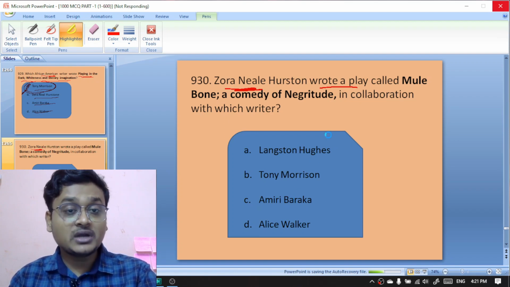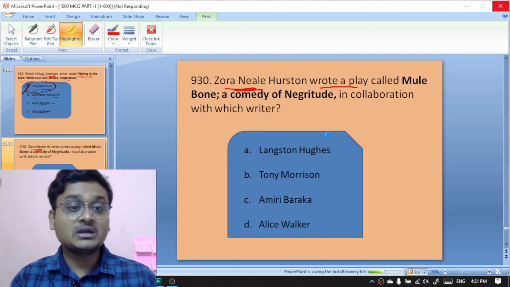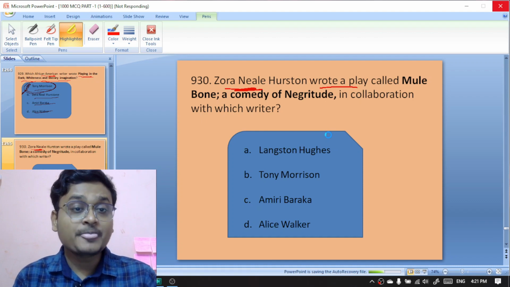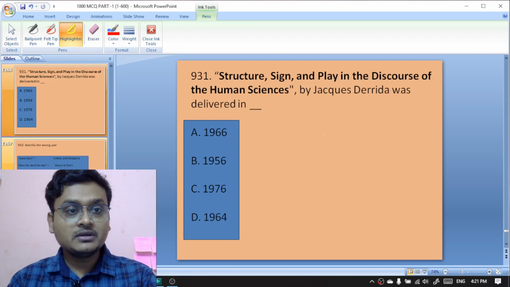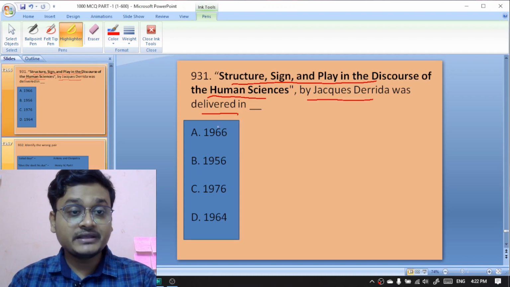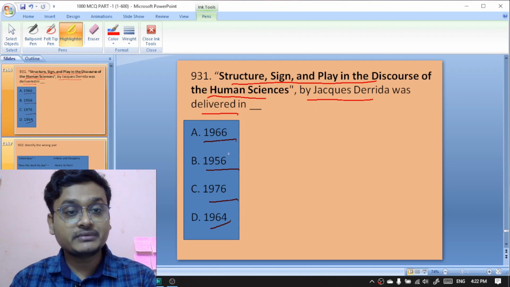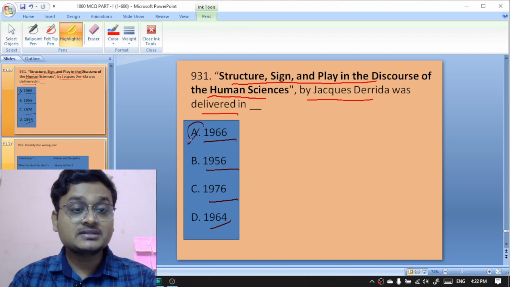So here, Zora Neale Hurston wrote a play called Mulebone. Its subtitle is A Comedy of Negro Life. It was written in collaboration with Langston Hughes. So Langston Hughes and Zora Neale Hurston wrote Mulebone. Langston Hughes is the right answer here. Next question: Structure, Sign and Play in the Discourse of the Human Sciences by Jacques Derrida was delivered in 1966, 1956, or 1976? It was delivered in the year 1966.